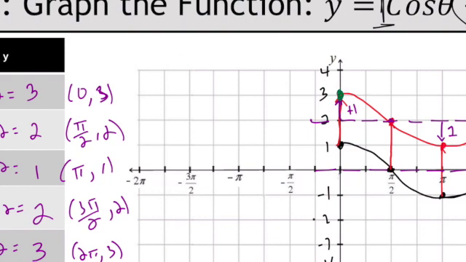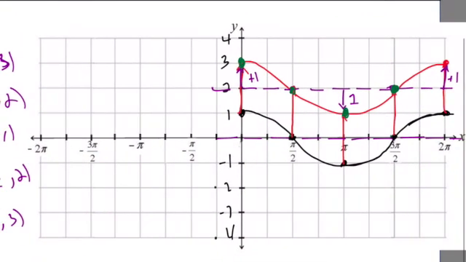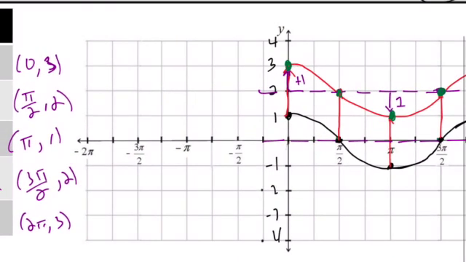Then pi over 2, up 2, that's right there. Then pi, up 1, that's right there. Then 3 pi over 2, then up 2. That goes there, and then 2 pi, up 3, 1, 2, 3. That's going to go there. So the points end up in the exact same place. So whichever strategy you want to use is up to you.